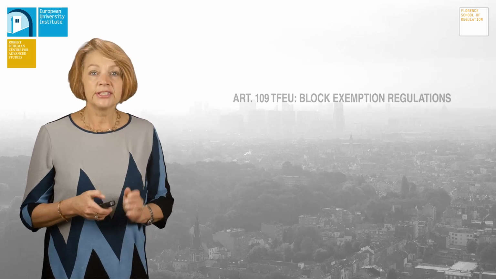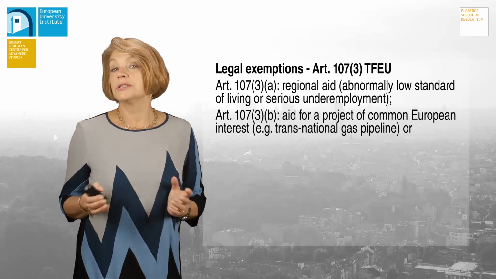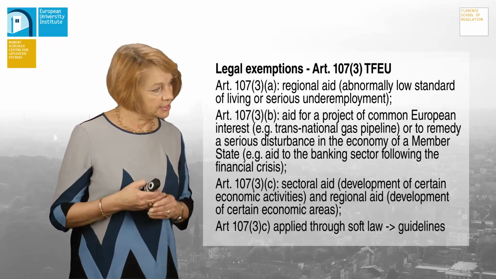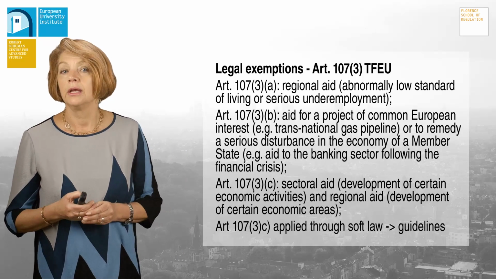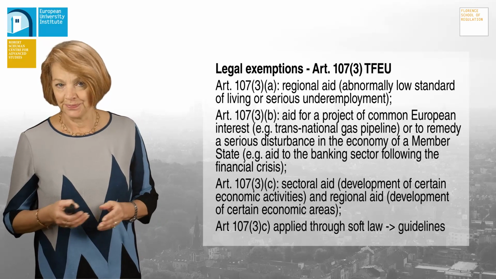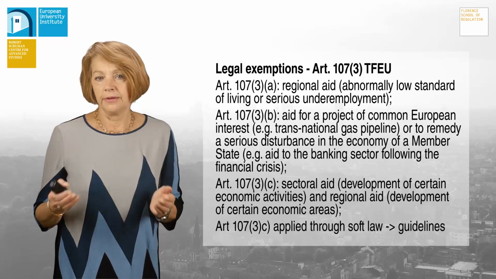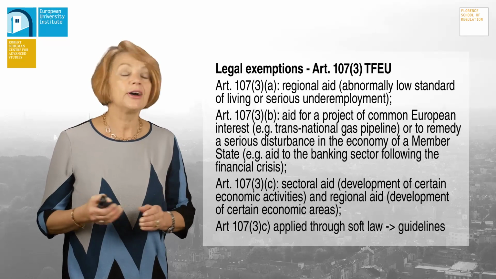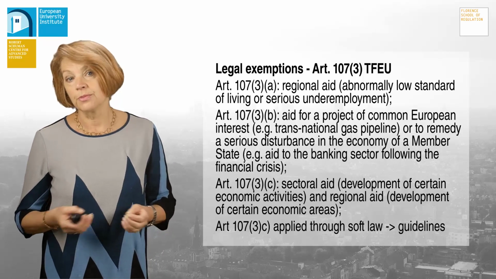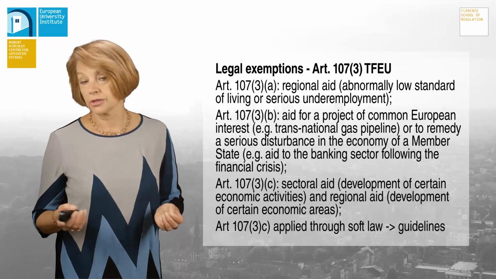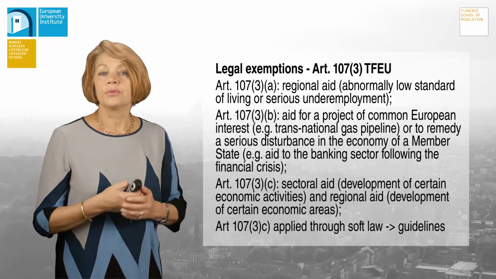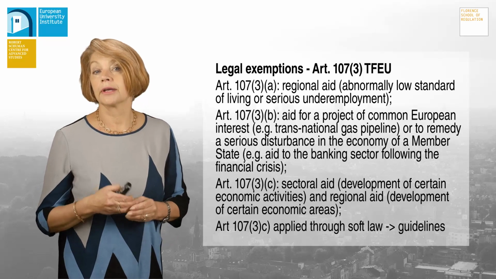So these exemptions then, especially the discretionary exemptions, are framed in very broad terms. The most important of the exemptions for the energy sector we find in Article 107(3)(c), which allows sectoral aid. Now, the article is just very vague, in fact, and says that the Commission may consider aid to a sector to be compatible insofar as it doesn't distort trade within the EU. So the Commission has a very wide scope to define what it would consider compatible.